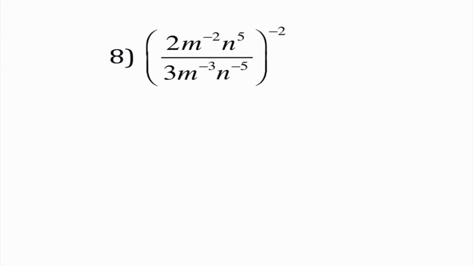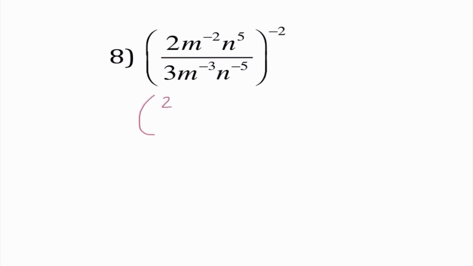Number 8 looks like a really tough problem. However, I just need to take it step by step. Once again, there are 2 ways we could do this. I could simplify everything inside our parentheses first, or I could take everything to the negative 2nd power first. It honestly does not matter the way I go about doing this. Why don't we simplify inside first?